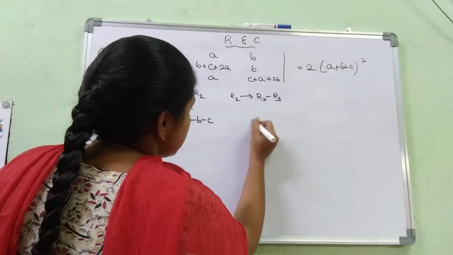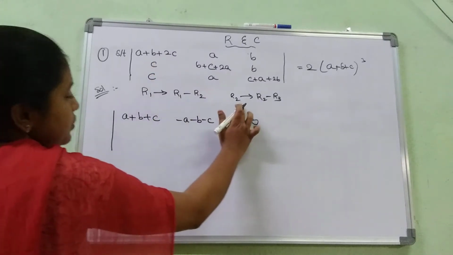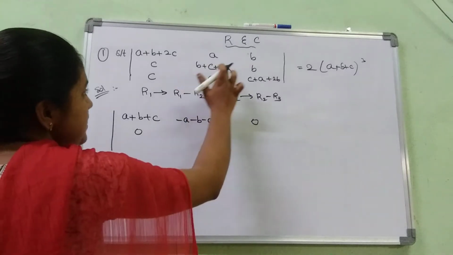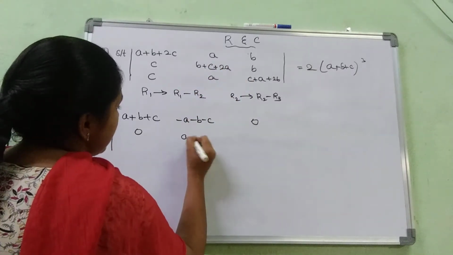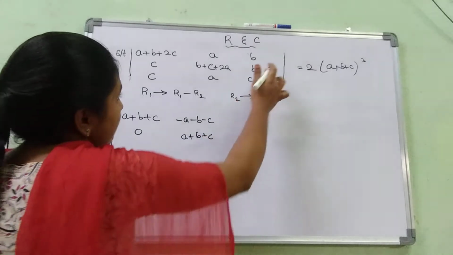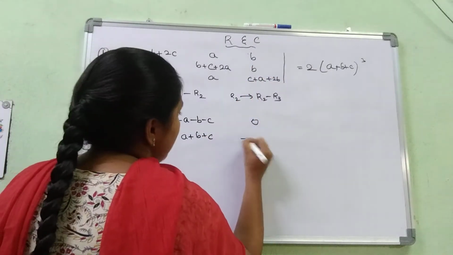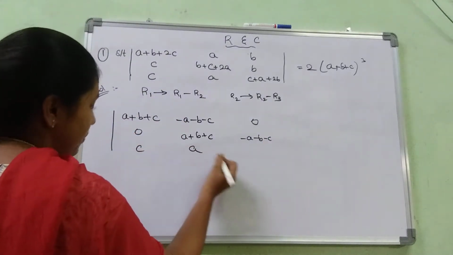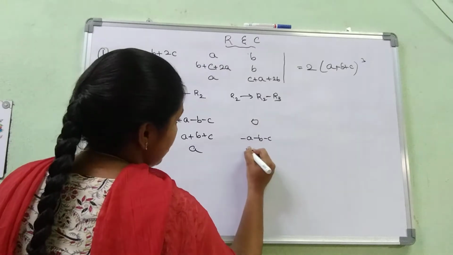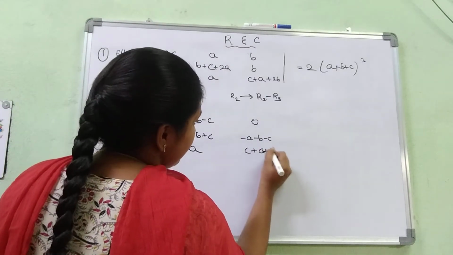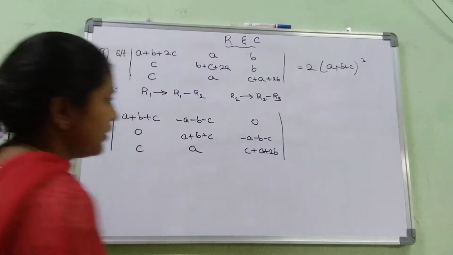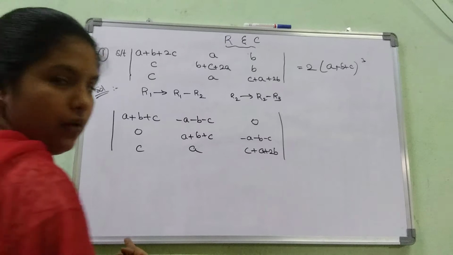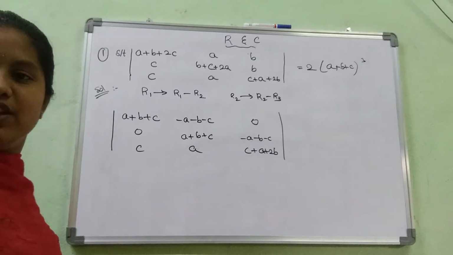And next, b minus b is 0. Here c minus c, because R2 implies R2 minus R3, c minus c is 0. Right? b plus c plus 2a minus a plus b plus c, we get b minus c plus a, minus a minus b minus c. And row 3 is as it is, because we are not doing any row or column operation to that. Okay, is it fine? Do you understand everything here? Now you got everything, I think so.